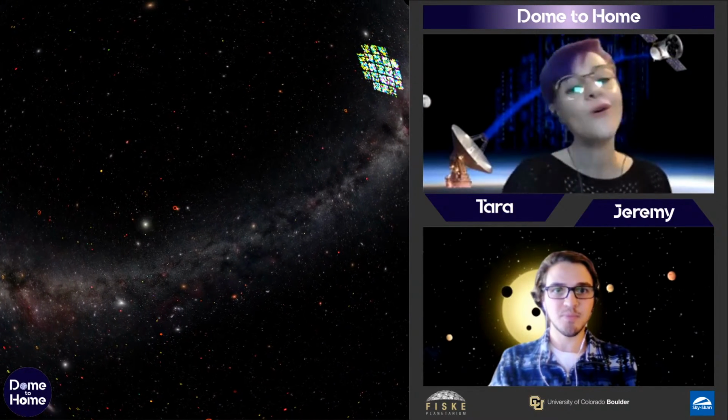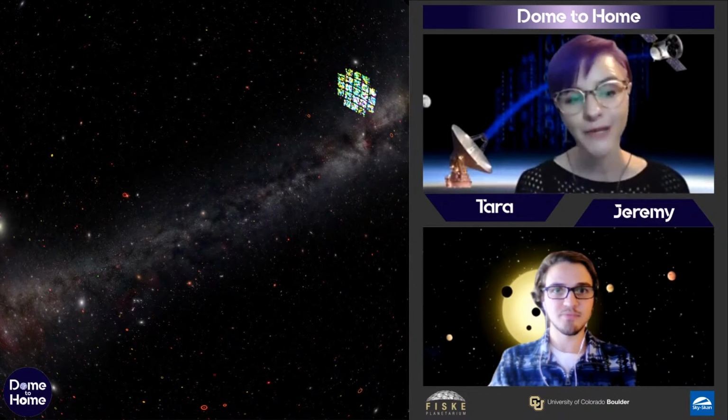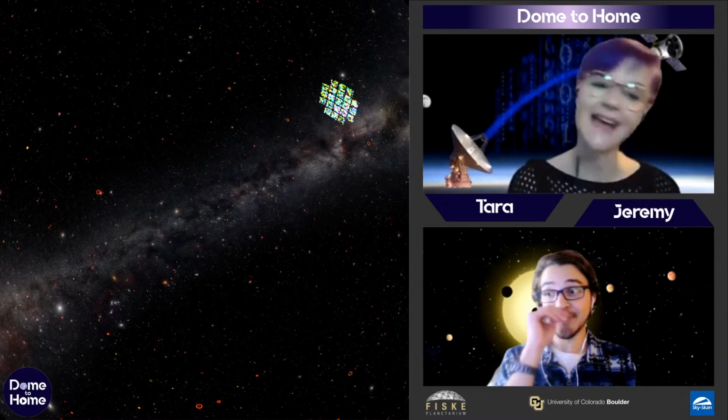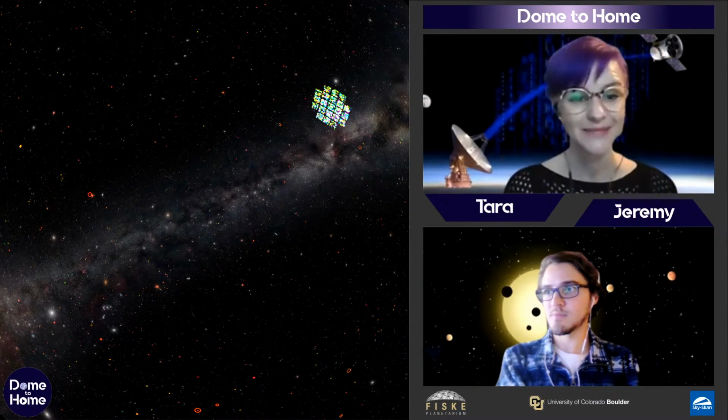So there's a whole universe out there full of stars, and pretty much every one probably has a planet going around it. So there's probably an uncountable number of planets, just like there's an uncountable number of stars. It's really fun to think about.